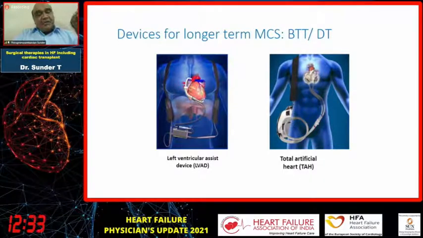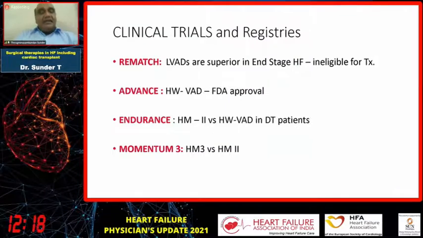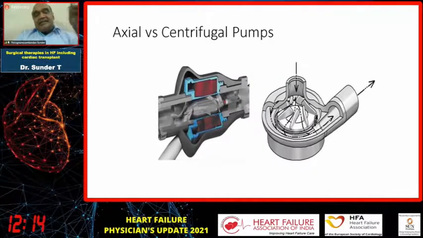These are pictures of, the one on the left is a left ventricular assist device. As you can see, it drains blood from the left ventricle and it goes into the aorta. It provides support to the failing left ventricle. The one on the right side is a total artificial heart. There are a few trials which have looked at the various ventricular assist devices, and this just is a complex thing. Axial flow, the older generation, now we have got centrifugal pumps.